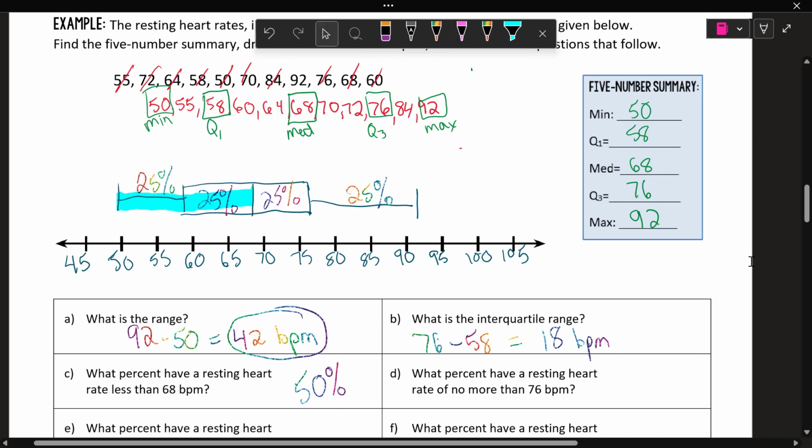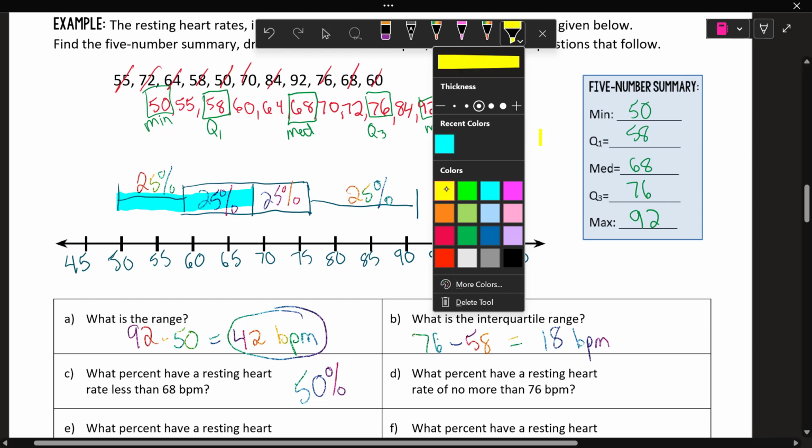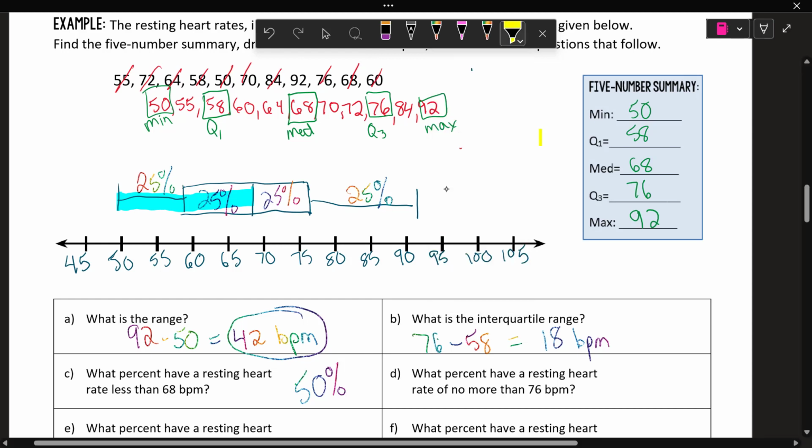Letter D, what percent have a resting heart rate of no more than 76? So again, it's a less than. We want to see 76 and lower. So 76 is Q3. Now if we look at that yellow, we have 3 sections included. So that's 75%.